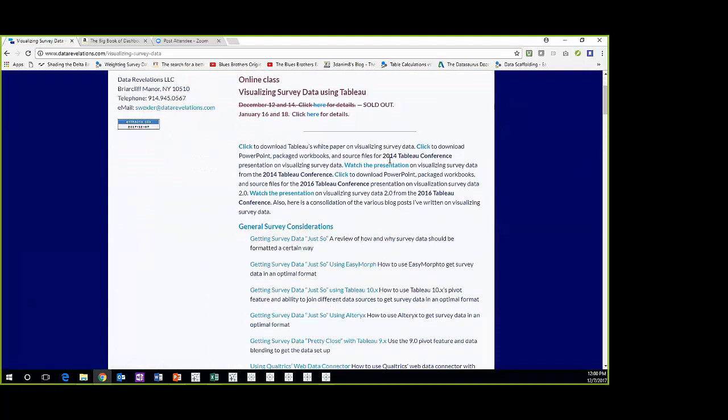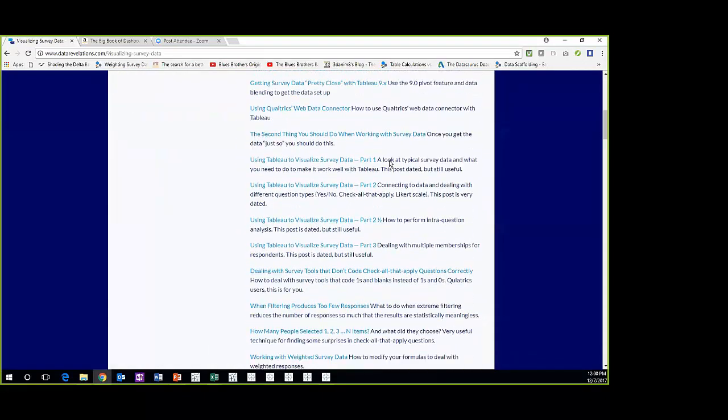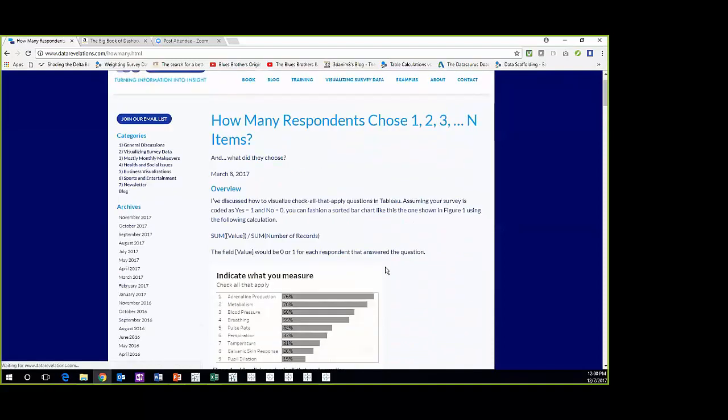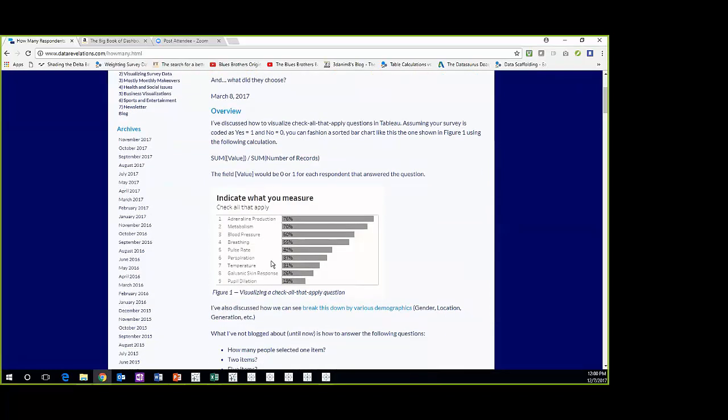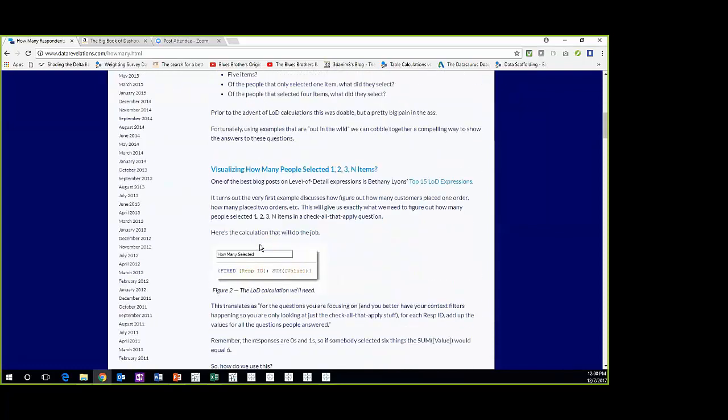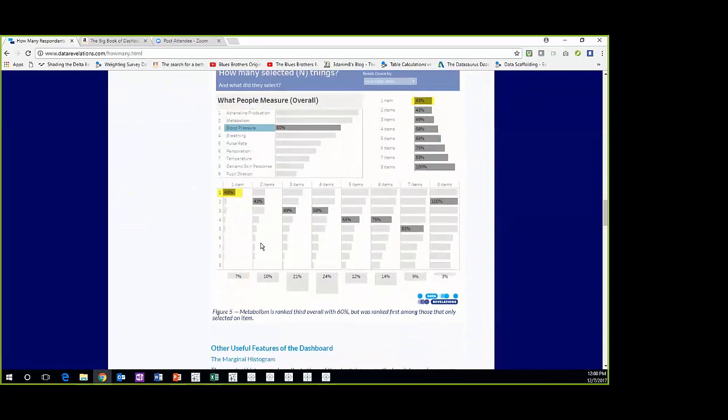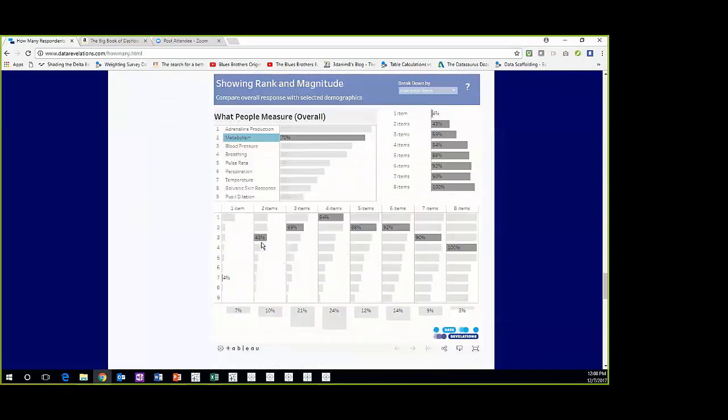And I know I'm going a minute over. How many people selected 1, 2, or 3 items? And you're going, no, that's not what I asked. I wanted to ask just the people who chose. So right here, I just want to see the top 5: adrenaline production, metabolism, blood pressure, breathing, pulse rate. I don't want to see the rest. Well, you notice that I've got a ranking here, and then it's just a matter of putting a filter in for the ranking.